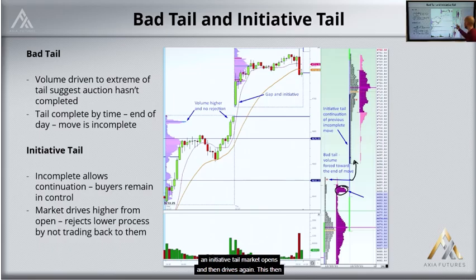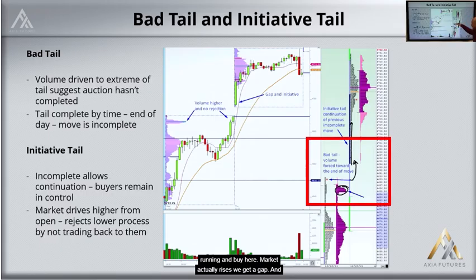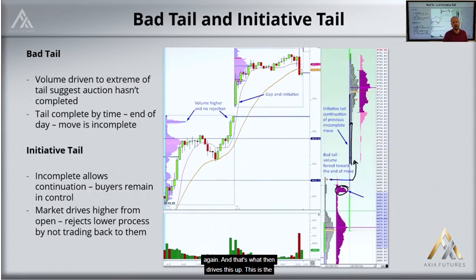Market opens and then drives again. This then drives price higher and shows you that essentially we're rejecting trade down here. There is no willingness to trade down here, and people seeing the price there see this as a great opportunity to buy, just as they would in a responsive tail. Market falls, buyers see this as a great opportunity to buy and run in and buy. Here, market actually rises, we get a gap, and buyers still perceive this as a good place to buy and rush in again. And that's what then drives this up. And this is that initiative driving the market higher.